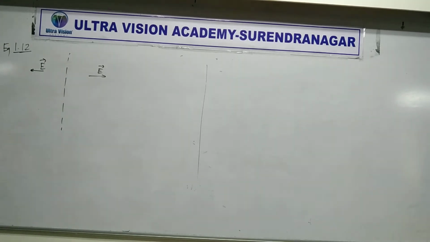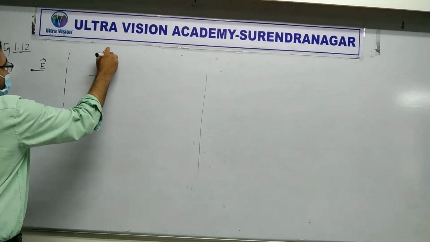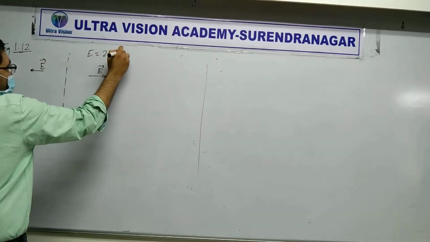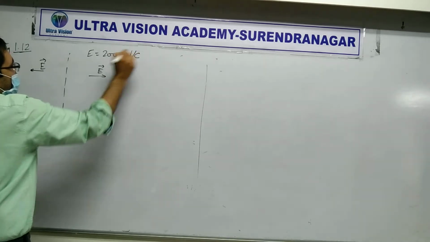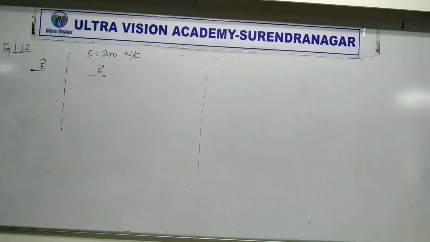Okay. Now, it is given that magnitude is 200 i caret. For B, the magnitude must be the same. How much is the magnitude of electric field everywhere? 200 newton per coulomb. Direction is as given. Okay. Now, a right circular cylinder. Right circular cylinder means whose base is perpendicular to the axis.